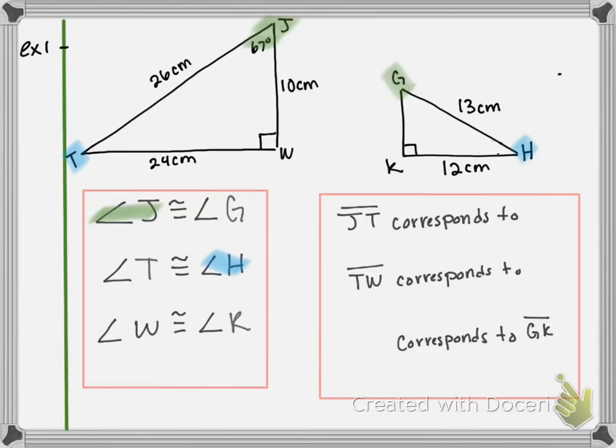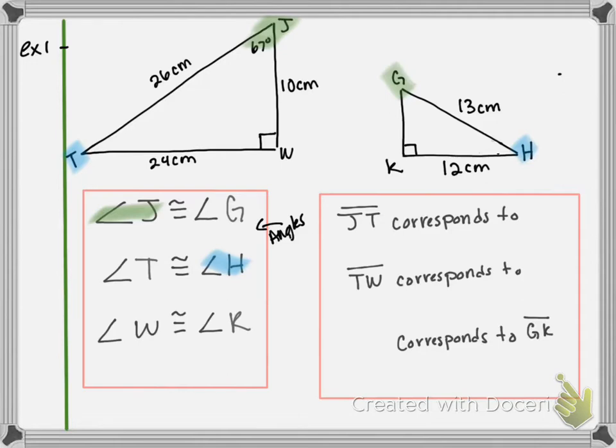Now let's look at the side lengths. So this was angles, and we used congruent to show their relationship. For side lengths, we just use correspondence, right? Because they're not the same length, right?